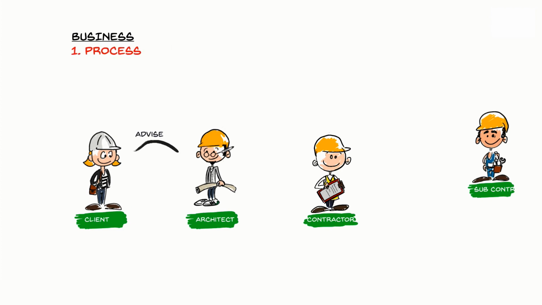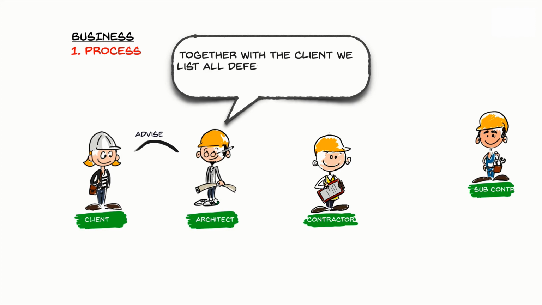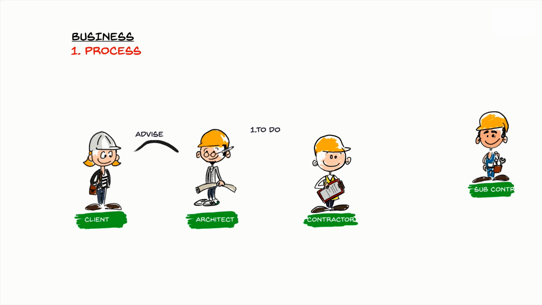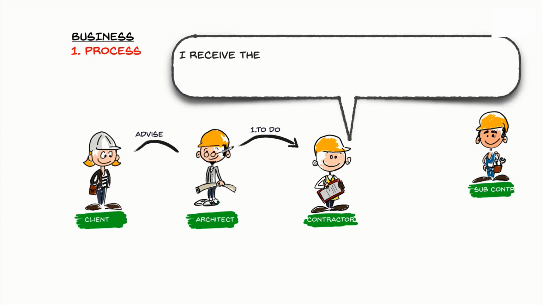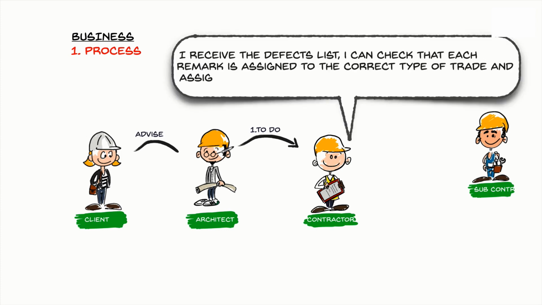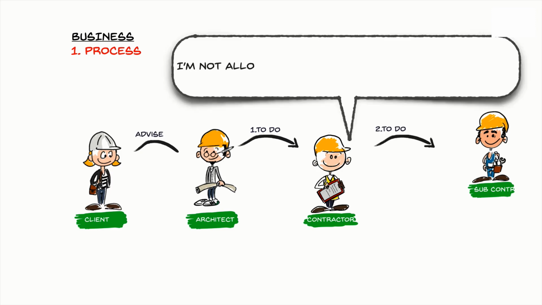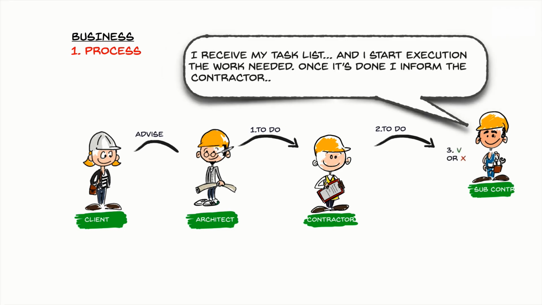Together with the client, all defects that need to be repaired are listed. Once done, all these defects are communicated to the contractor. The contractor receives the defects list. He checks that each remark is assigned to the correct type of trade and assigned to the correct subcontractor. Of course, he is not allowed to delete any defects. The subcontractor then receives his task list from the contractor. He will then start executing them and inform the contractor of his progress.